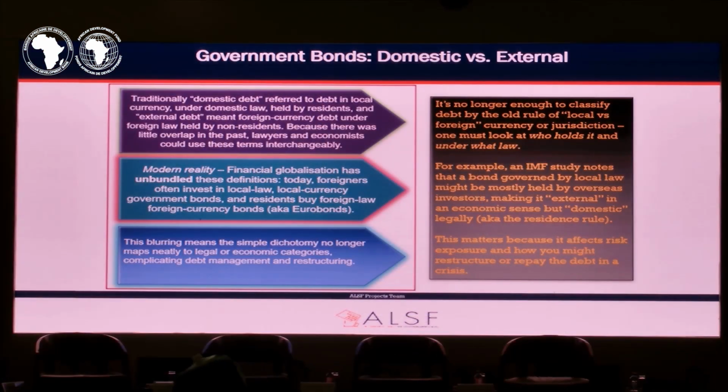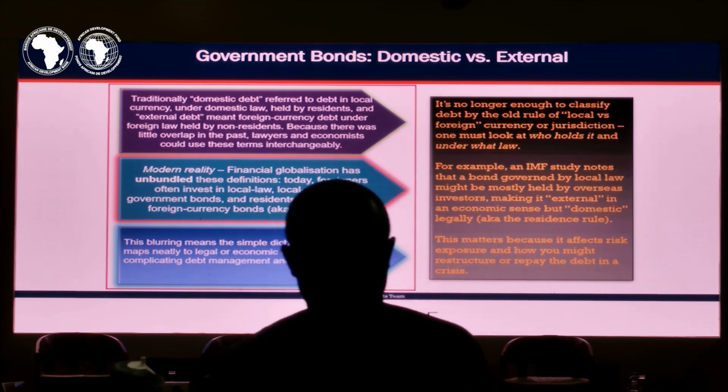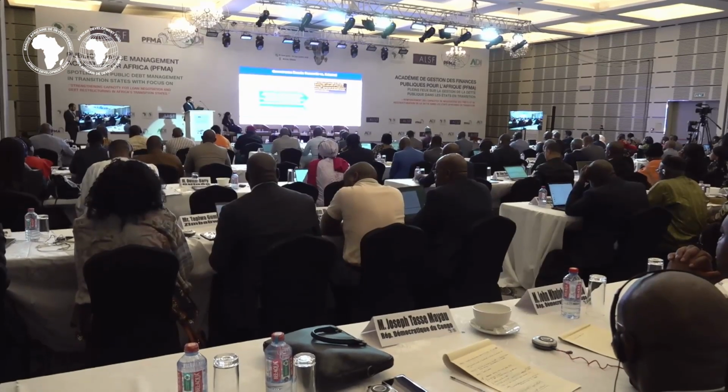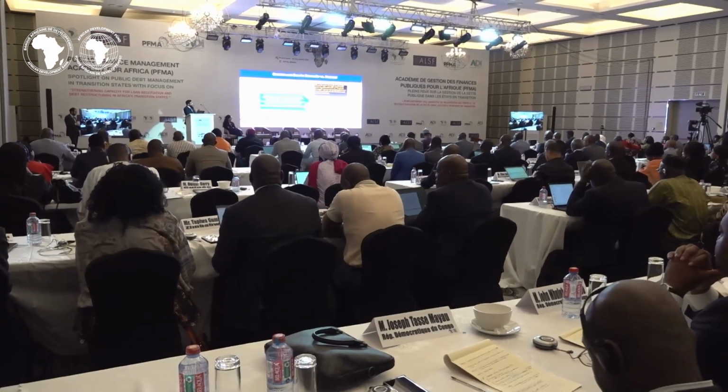So I did a whole deep dive. I believe the slides will be made available, but it's a deep dive into what constitutes traditional domestic debts versus international debts. And I mentioned that there's a blurring, which means the dichotomy no longer maps neatly into economic categories. And that complicates restructuring. Typically, we'd think that a debt issued in the local currency of the country under the local law is a domestic debt, and a debt issued in an international currency and under an international law, and by international law, I don't mean the body of international law, I mean another country's law, is international or external bonds.